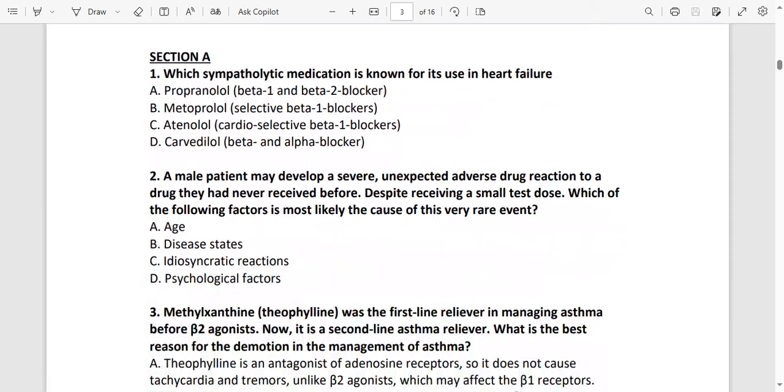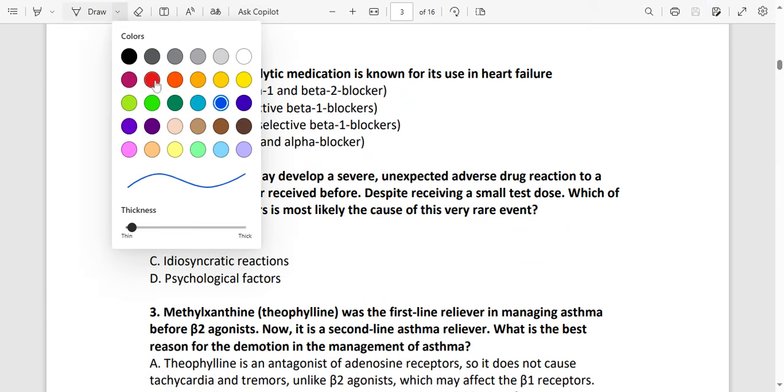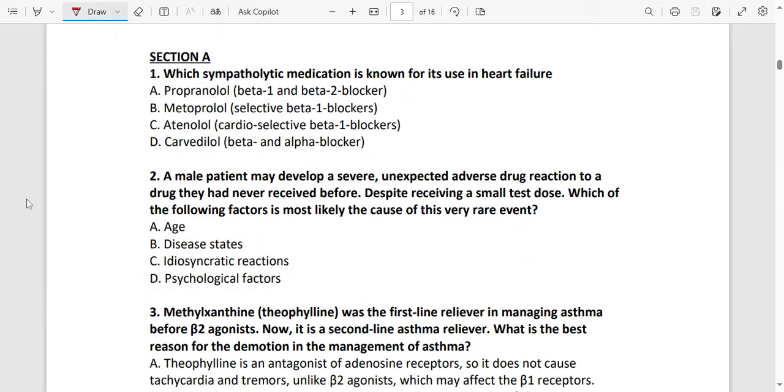Which sympatholytic medication is known for its use in heart failure? Now, as we always do, just to freshen up our minds, when we are talking about drugs that act on the central nervous system, we can split them into those drugs that affect the sympathetic and those drugs that affect the parasympathetic. Let's start simple with the sympathetic.